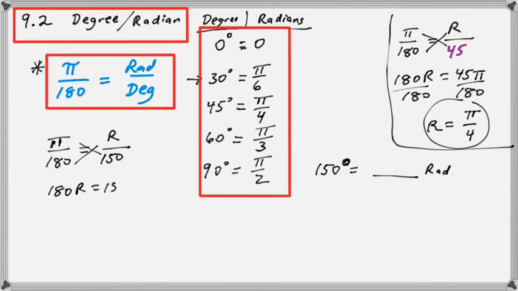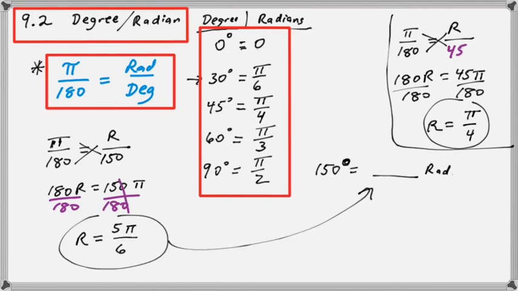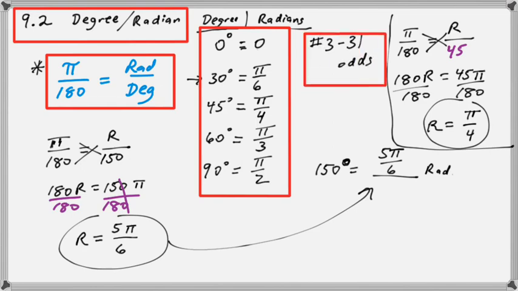Again, when two fractions are equal to each other, you can cross multiply. The opposite of multiplying by 180 is to divide by 180. And you get 15/18. 3 goes into there 5, and 3 goes into 18, 6. So this would be 5 pi over 6 radians. Look at the trig table, or your unit circle. What does it say 150 degrees is equivalent to here? 5 pi over 6. So in this section, we're going to do numbers 3 to 31 odds. Let's take a look at a couple of those.